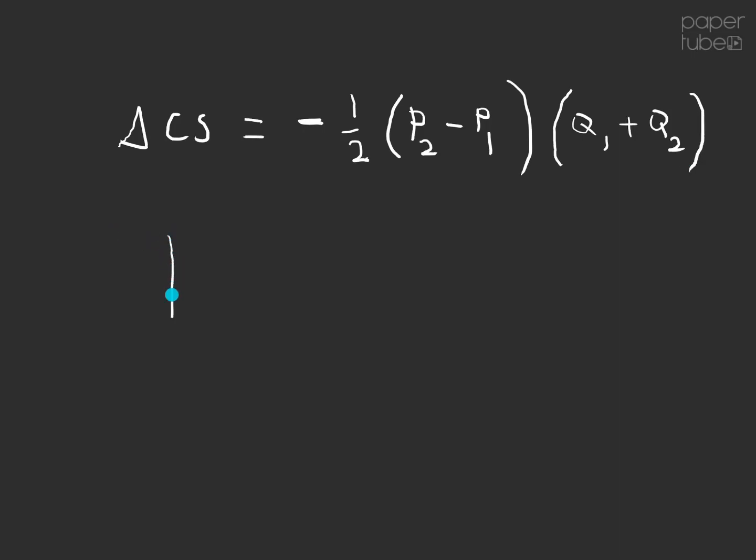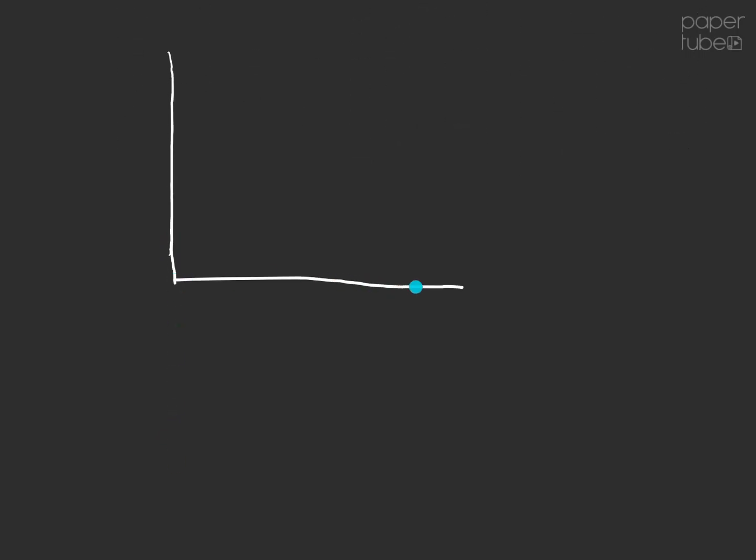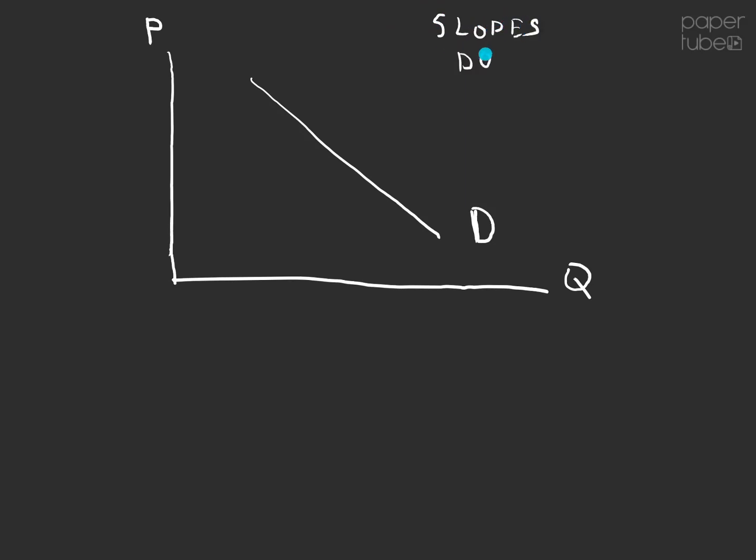As always, we're going to draw a market diagram. So here's the vertical axis, which will be labeled with a P for price, and then the horizontal axis, which will be labeled with a Q for the quantity. And since we're talking about the change in the consumer surplus, we need a downward sloping demand curve. We're going to label that with a D for demand. This represents our consumer. Now, demand curves always slope down, and that's very important to remember. They always slope down, which means they have a negative slope.